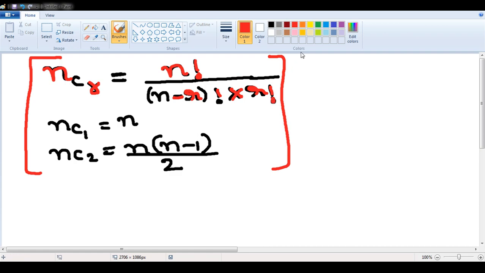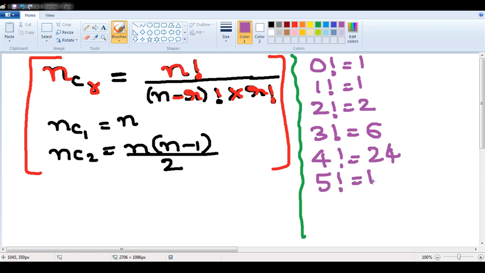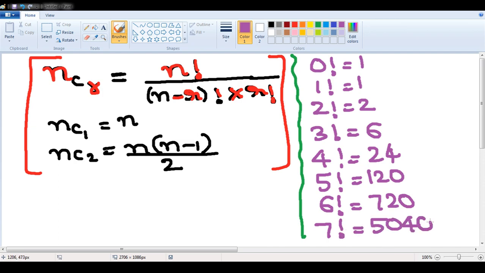This is something which you need to know before we start the session. As I told you in yesterday's class itself, you should know all these values. Preferably it is better to know all these values rather than wasting your time in calculating these values in your examination. 0 factorial is 1, 1 factorial is also 1, 2 factorial is 2 into 1, which is 2, 3 factorial is 3 into 2 into 1, which is 6, 4 factorial is 24, 5 factorial is 24 into 5, 120, 6 factorial is 120 into 6, 720, and 7 factorial is 720 into 7, which is 5040.